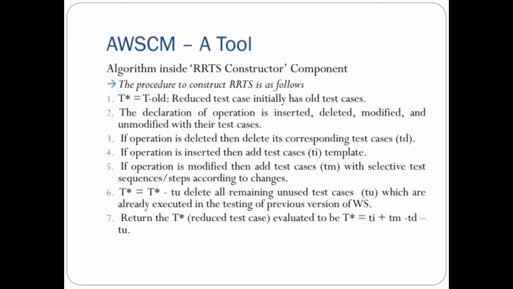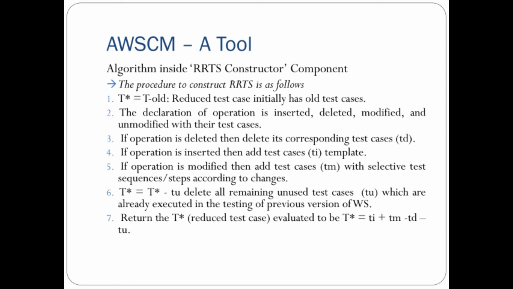But if some operation is inserted, for that operation we select the test case from the template. If some operation is modified, then we also add those test cases, which we define as TM, with selective test sequencing or test steps for the changes that have happened. Then after that we remove all the unused test cases, which is T star minus TU, meaning deleting all the remaining unused test cases which were already executed in the testing of the previous version.